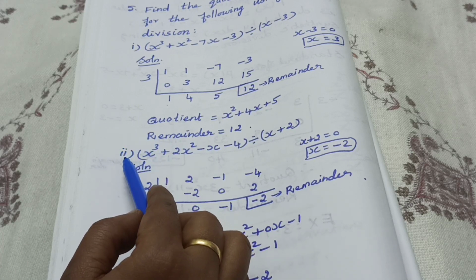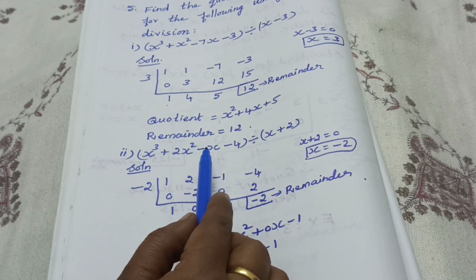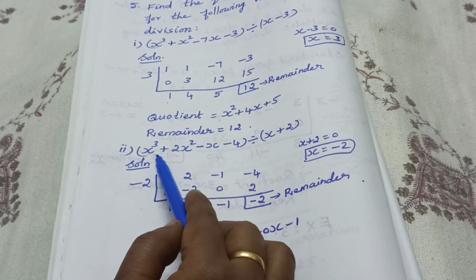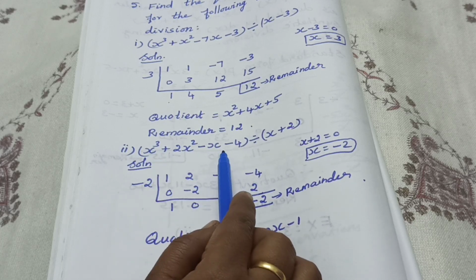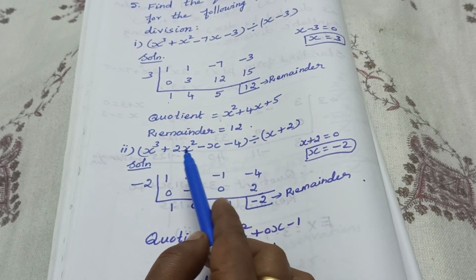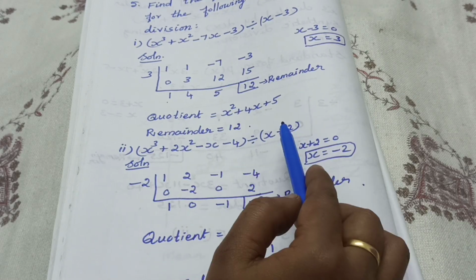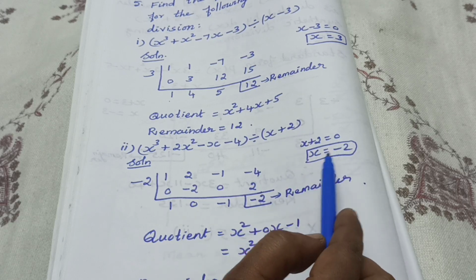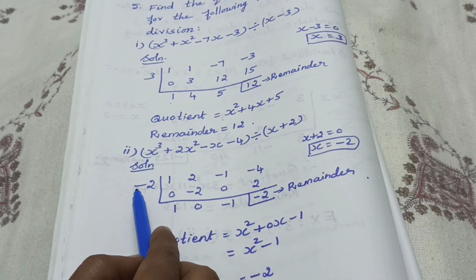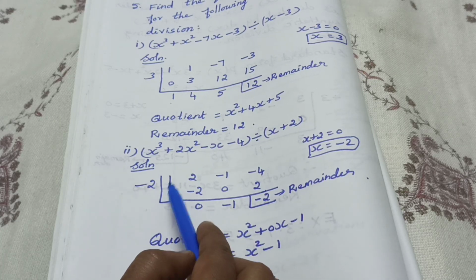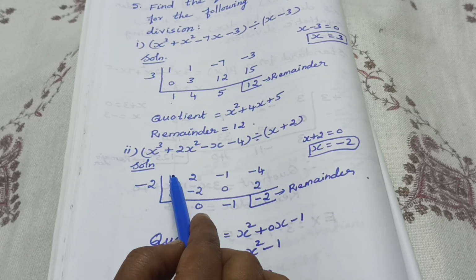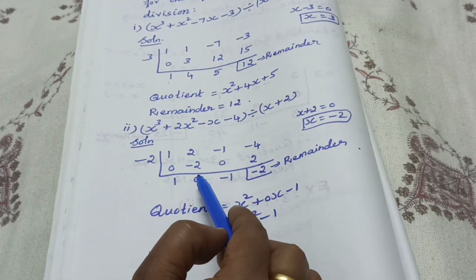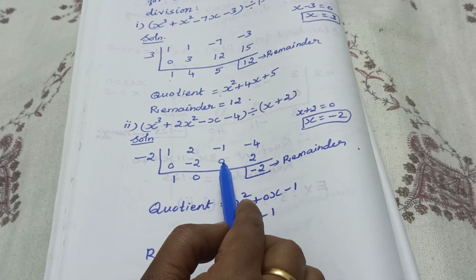Correct? Then second one, x cube plus 2x square minus x minus 4, divided by x plus 2. The standard form is given, so no need to change. Write the coefficients, and then first find the 0 of the divisor. X plus 2 is equal to 0, x equal to minus 2. You have to divide by minus 2. Then the first term you must always write 0. Add these two, then 2 and minus 2 multiply and write here. Add, 0, multiply, here write 0.